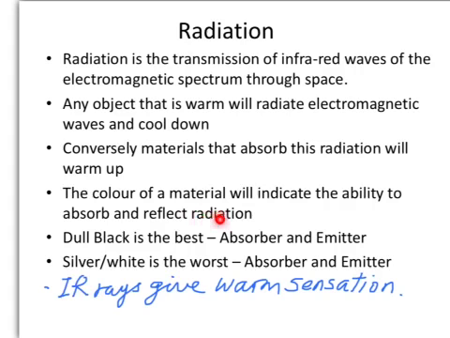Dull black surface is the best absorber and emitter of infrared waves or heat. Silver white surface is the worst absorber and the worst emitter of infrared waves. And remember, infrared waves or rays give warm sensation.